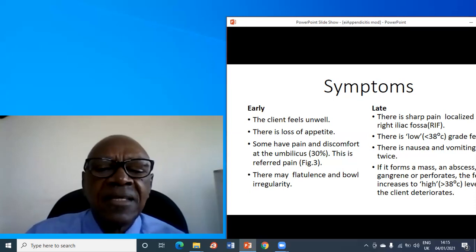Finally, if it forms a mass or an abscess, it may go gangrenous or may perforate. All these increase, particularly fever, to a high level, and the client deteriorates.